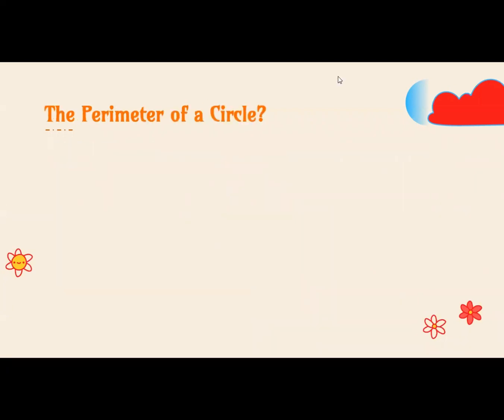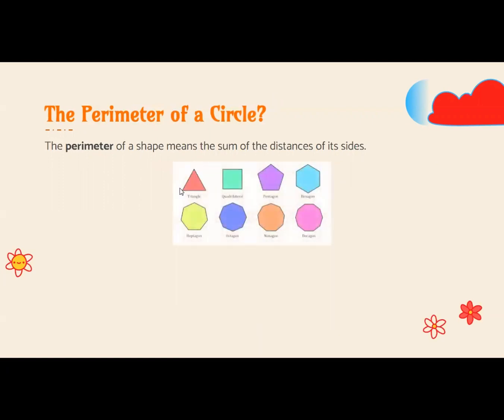Okay, so finally, the perimeter of a circle. That might seem very counterintuitive, right? It might be kind of strange. If you recall, the perimeter of a shape means the sum of the distance of the sides. What that means is if you take the length of this side, and this side, and this side of a triangle, the length of all 3 sides, you get the perimeter. How about a quadrilateral, like a square? You can just figure out the length of all the sides and add them up. Hexagon, figure out all the lengths of the sides, add them up, perimeter.